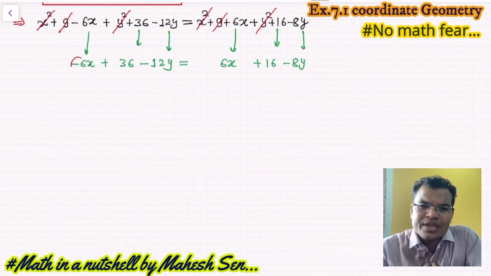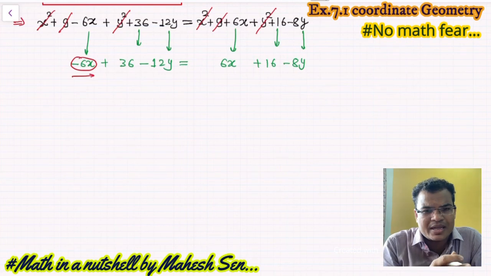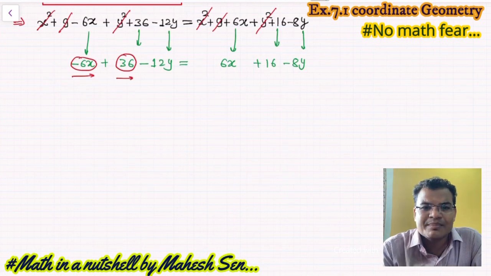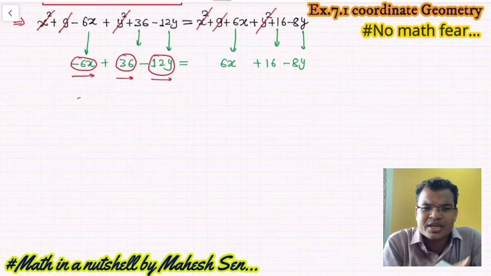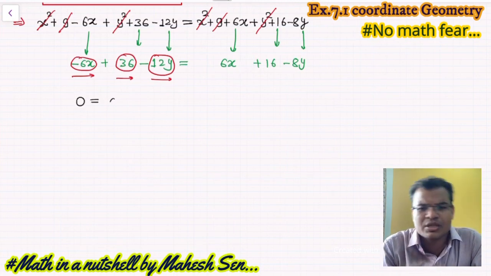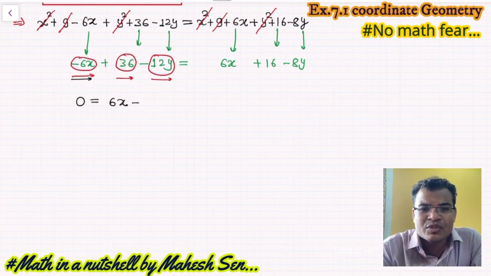So what you are doing, guys: minus 6x will go to the right hand side, because this is minus, so it will become plus 6x. 36 we can also send to the right hand side, and minus 12y also. So basically we can put 0 on the left hand side and all the terms will go to the right hand side. Minus 6x coming across becomes plus 6x, so plus 6x plus minus 8y.